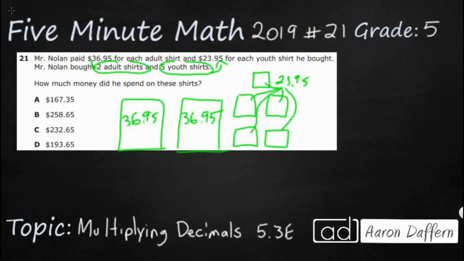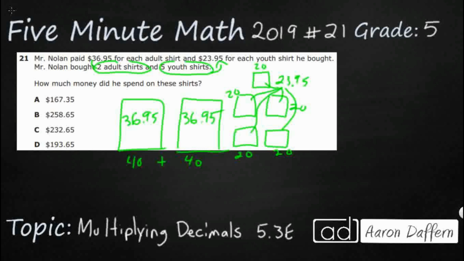So if we wanted to, we could do a pretty big estimate here. We could say that this $36.95, we can say those are about 40 each. Round those up to the nearest $10. And we could just round these down to the nearest $10 as well and say that they're about 20 each. So I round it up, round it down. It's going to be an estimate. Let's see if we're close.